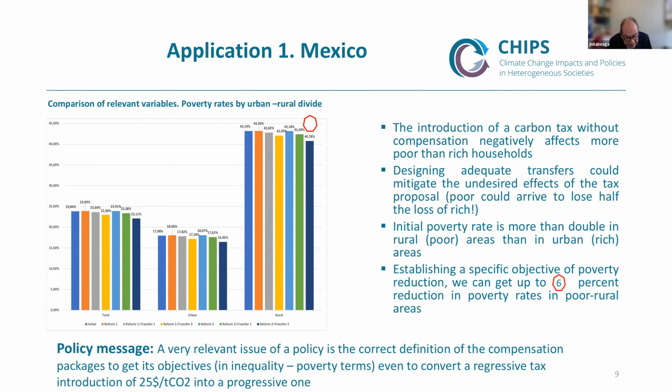A relevant policy message of this exercise is that an issue which is very important is that we should define correctly the compensation package to get objectives in terms of reducing inequality or poverty, even arriving to convert regressive taxes into progressive ones.